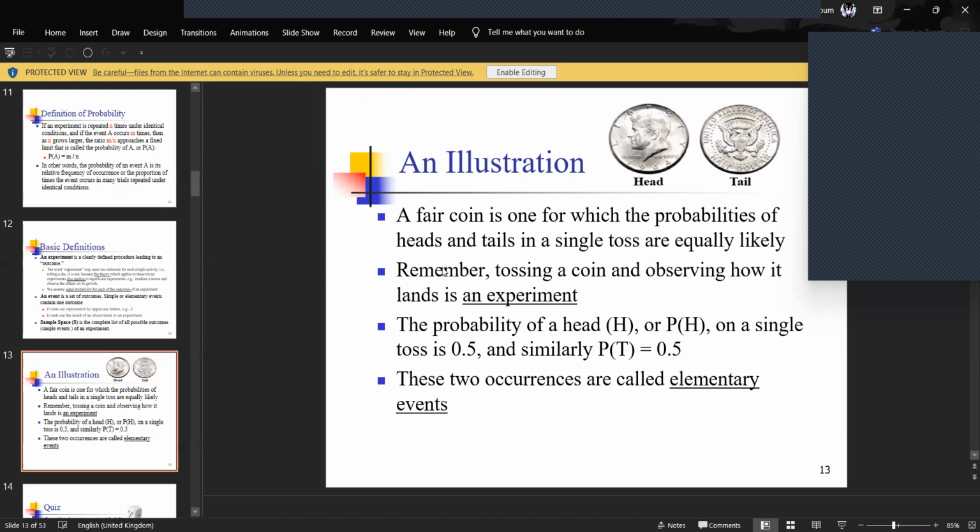And so tossing a coin is an experiment, and our events are heads and tails. And because these two occurrences are single events, then we can call them elementary. Right? And for a fair coin, they're both equal, and they are both 50%, or 0.5 in numerical terms.